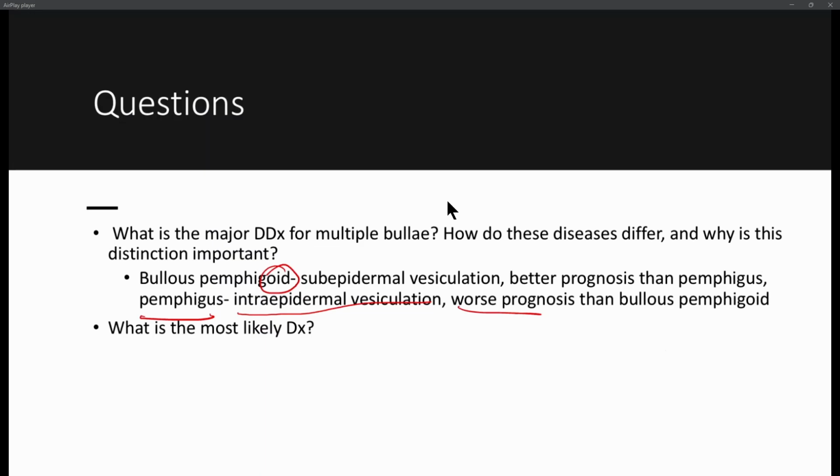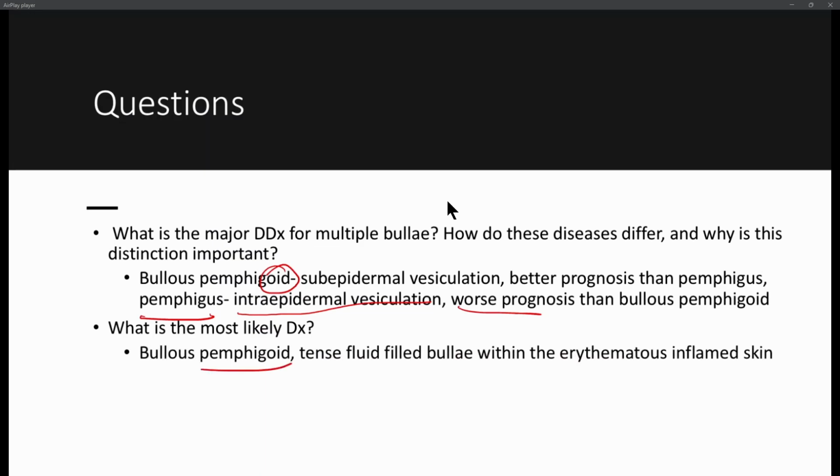This one is pemphigoid: tense fluid-filled bullae with an erythematous base. So red base, bulla, those big blisters, very tight blisters, because they're filled to the brim with fluid, and the skin is being stretched.